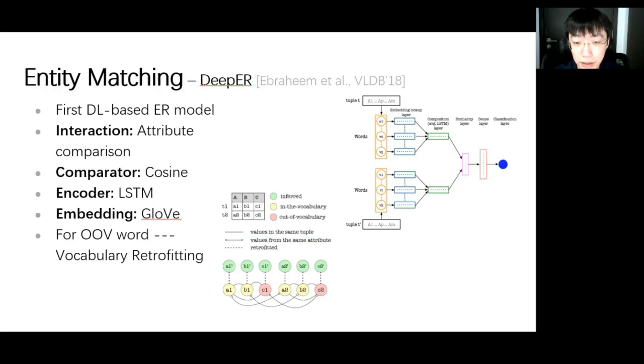and then fed into a dense layer for the final ER decision. The model also uses a vocabulary retrieving procedure for out-of-vocabulary words that come with no embeddings. In this step, words co-occurring in the same tuples and from the same attribute are connected, and the initial values are assigned as the average of the k most frequent co-occurring words.